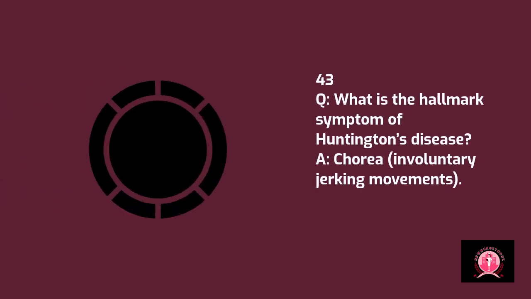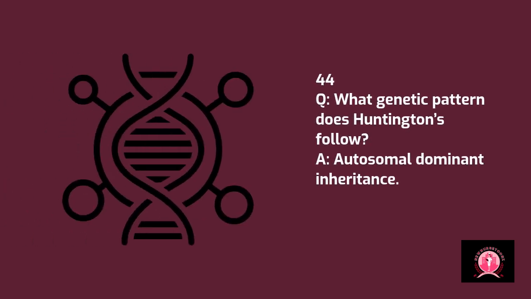43Q. What is the hallmark symptom of Huntington's disease? A. Chorea, involuntary jerking movements. 44Q. What genetic pattern does Huntington's follow? A. Autosomal dominant inheritance.